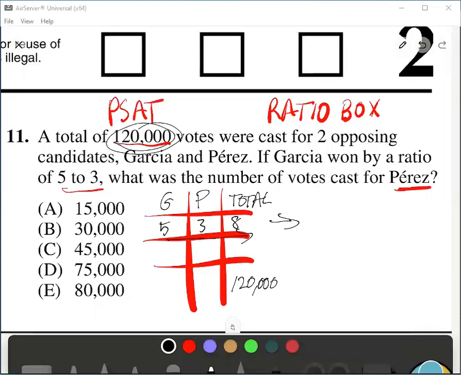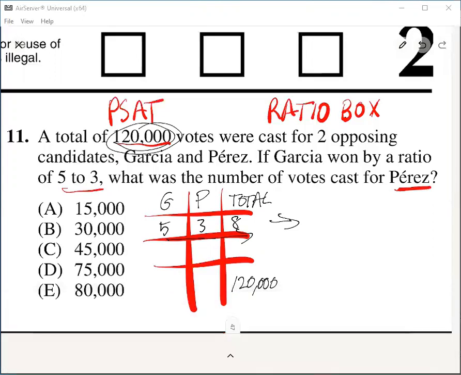Now, what we need to find is what number you multiply 8 by to get 120,000. If you do that calculation, you'll see that 8 times 15,000 gives you 120,000. So this is called our multiplier. Everything is going to get multiplied by 15,000, every single part of the ratio. And when you multiply, you go down. So 5 times 15,000 is going to be 75,000. And 3 times 15,000 is going to be 45,000.